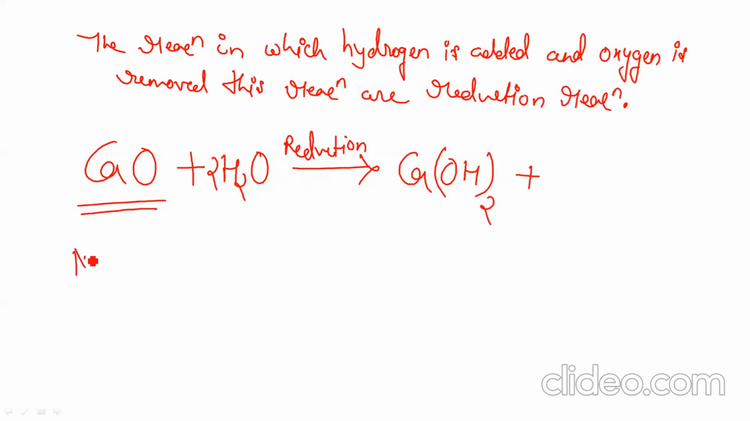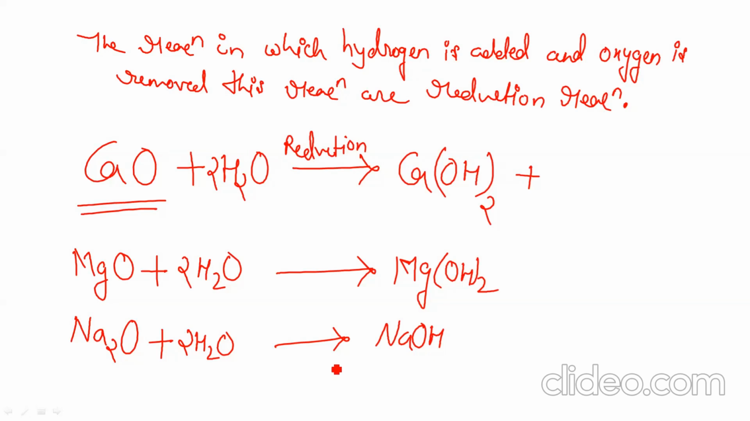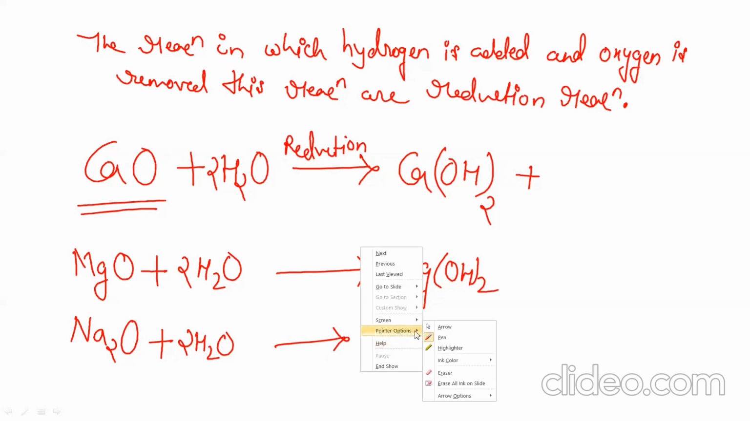MgO, when reacted with water, will also give the same: Mg(OH)2. Similarly, Na2O plus water will give NaOH. So these types of reactions are known as reduction reactions.